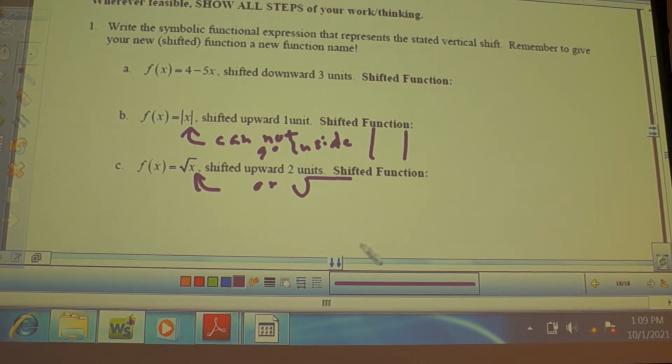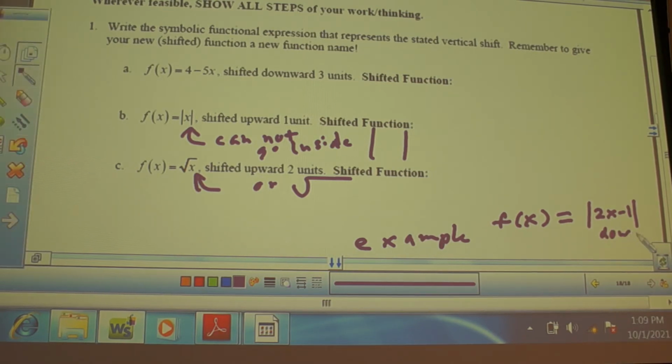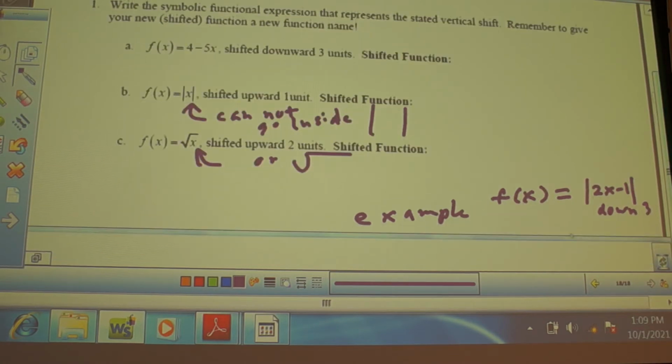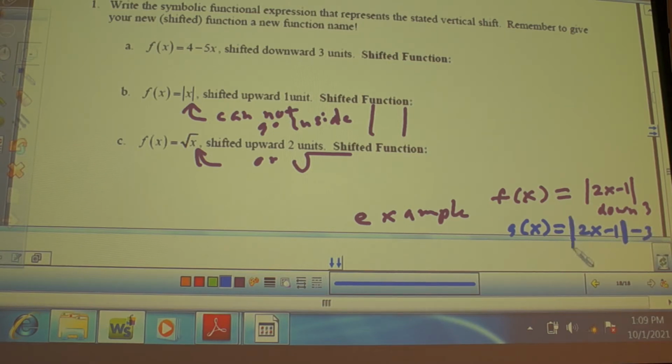In other words, for example, if f of x was equal to absolute value of 2x minus 1, and I wanted to go down 3, I would do g of x equals absolute value of 2x minus 1 minus 3. Do you guys see what I'm saying? Yeah, you don't touch that. You can't touch that.